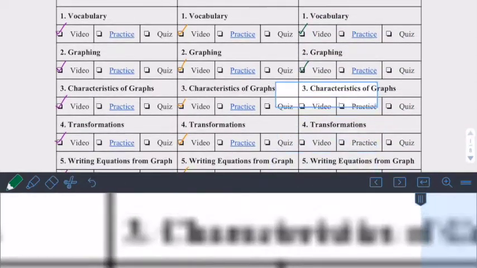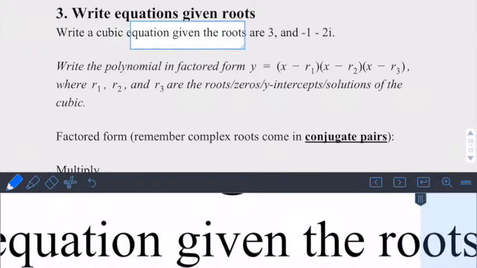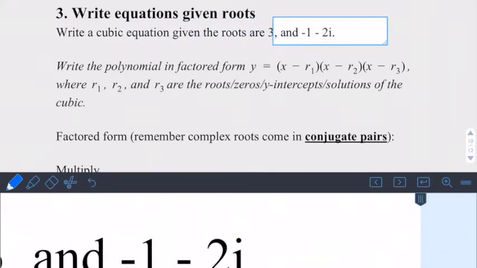This is Tier 3, Lesson 3, Characteristics of Graphs. So write a cubic equation given the roots are 3 and -1 minus 2i.